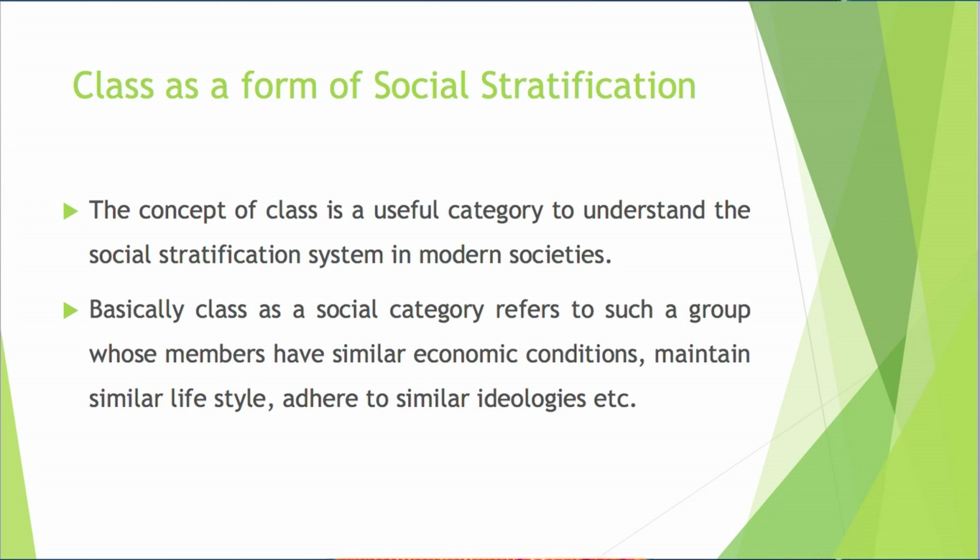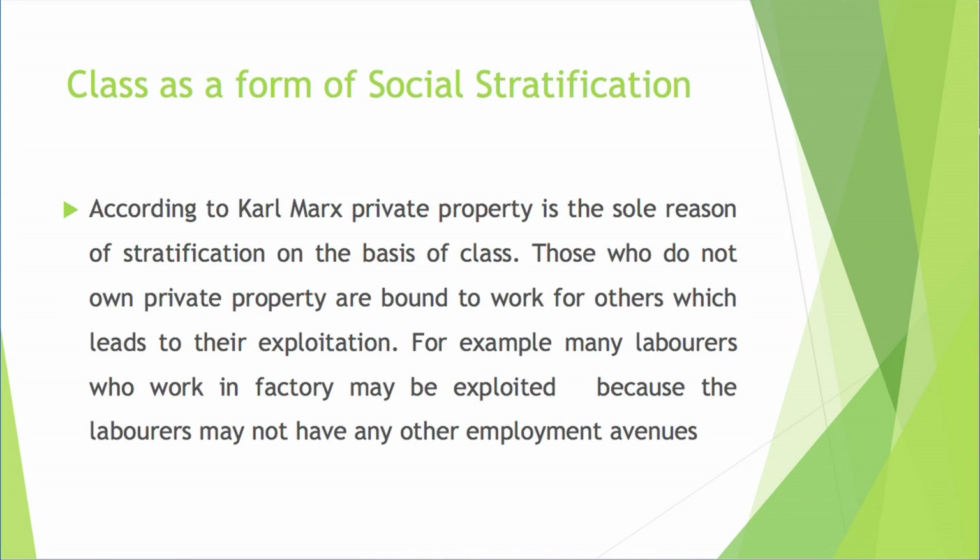Basically, class as a form of social category refers to a group whose members have similar economic conditions, maintain a similar lifestyle, and adhere to similar ideologies. According to Karl Marx, private property is the sole reason of social stratification, which determines the class of a particular social group. Those who do not own private property are bound to work for others, which leads to exploitation. For example, many laborers who work in a factory may be exploited because the laborers might not have any other employment avenues.